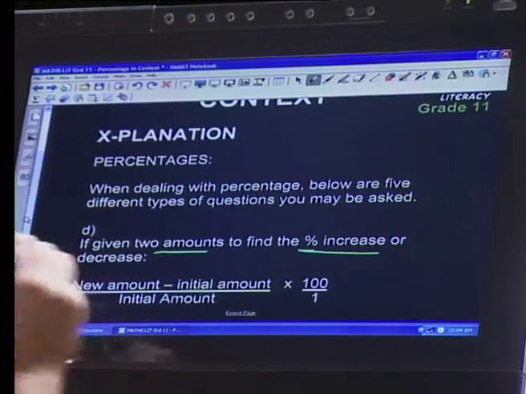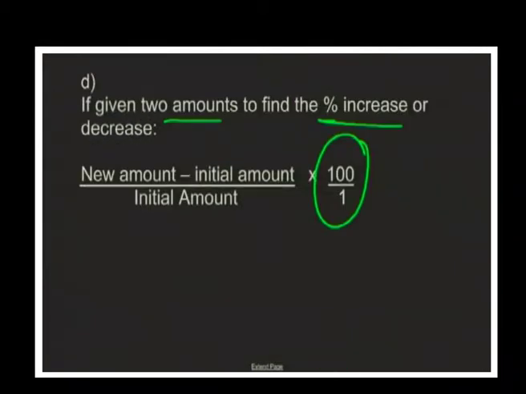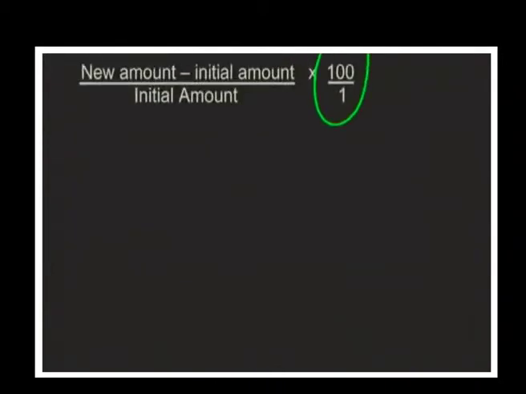So the way we do this is we take our new amount minus the initial amount, divide by the initial amount, and we're dealing with a percentage, so it's times by 100. Let's look at an example, and I don't seem to have an example on here, so we're going to create one. Let's think about bread.